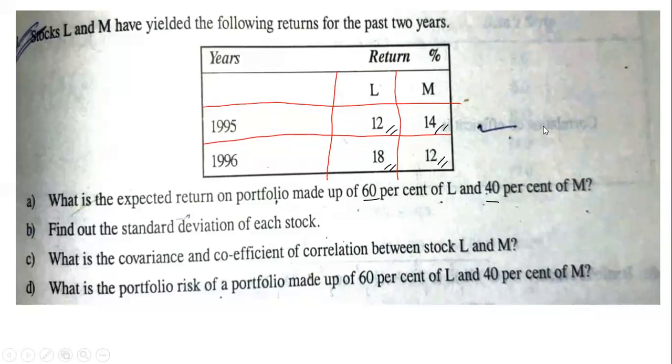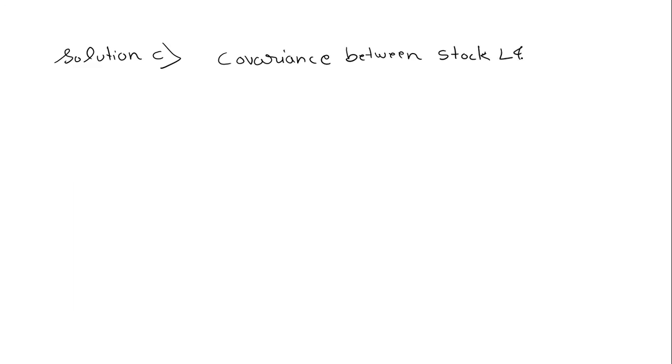So the third question, that is C, is asking what is the covariance and coefficient of correlation between stock L and M. So let's calculate it. Solution for question C. What the question is asking is, first we have to calculate the covariance between stock L and M, and then we have to calculate the correlation coefficient. So let's calculate the covariance between stock L and M. Okay, we are going to use this formula.